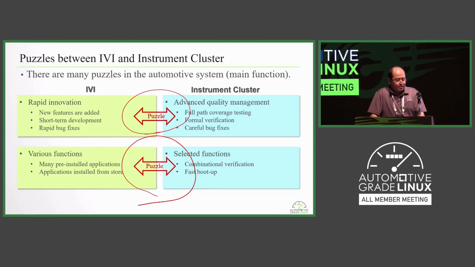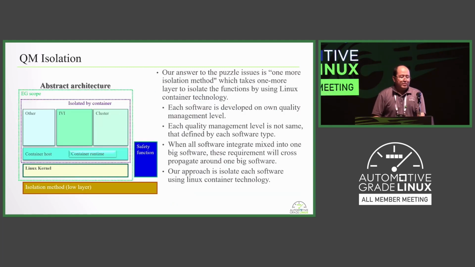So how do we fix this issue? Our approach we call the QM solution. Our answer to the puzzle issue is one more isolation method, which adds one more layer to isolate the functions by using Linux container technology. This part.